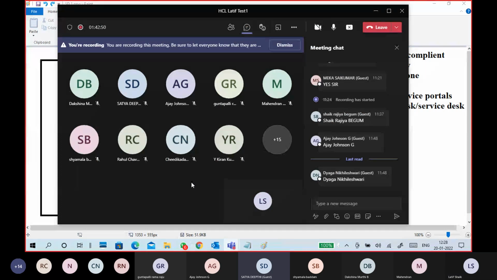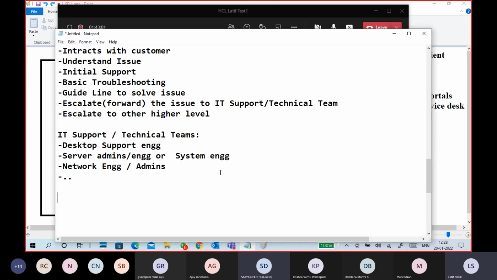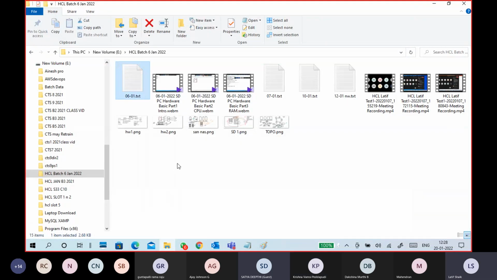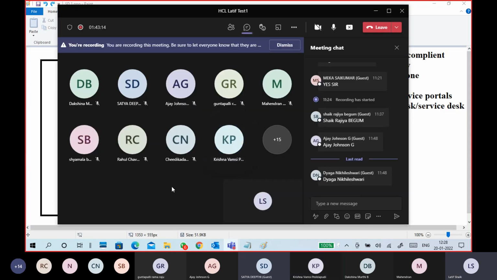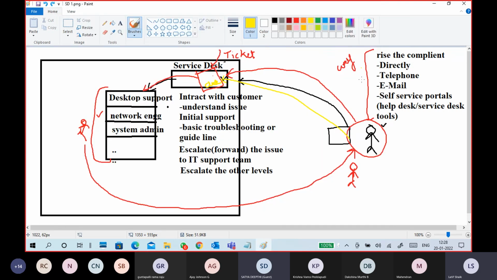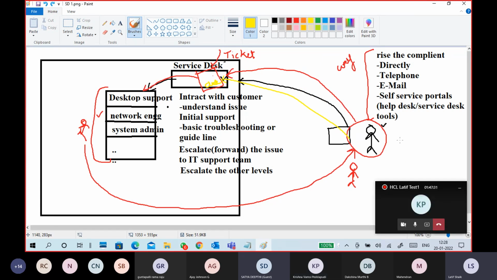Sir, will you send the total material? I will send this notepad file, and I have some PPTs also, so I will send the PPT also. Somewhere it is located. Okay, sir, thank you, sir. I will forward that one, and there are some pictures also. So try to understand through the pictures, and there are terminologies also.